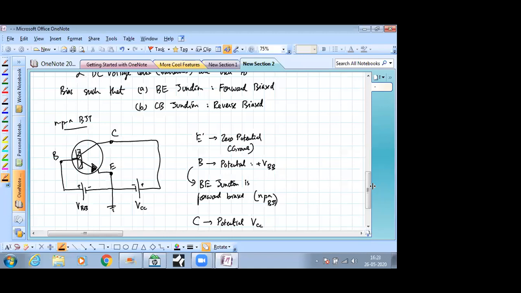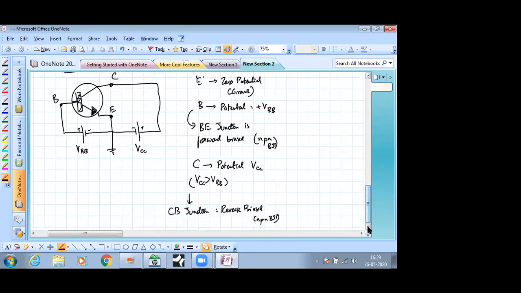Alright, so this part is clear. So similarly, if we were using the PNP transistor, then the biasing would be done in this way.